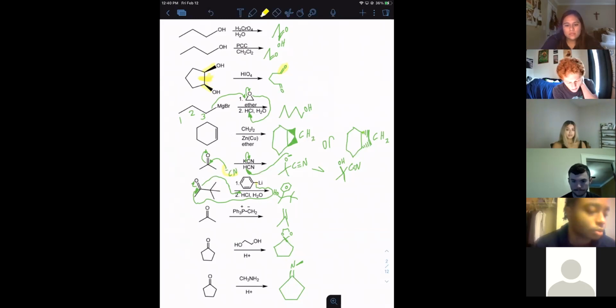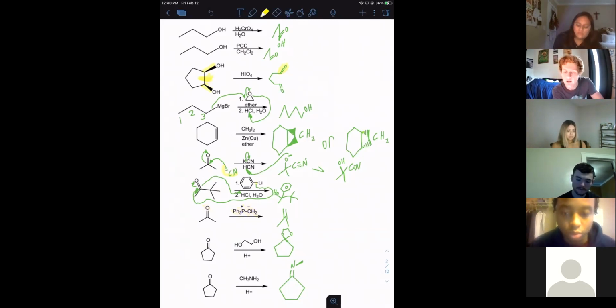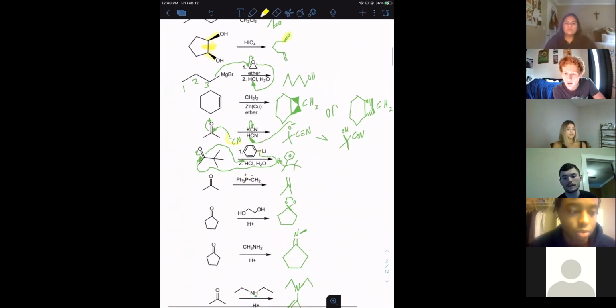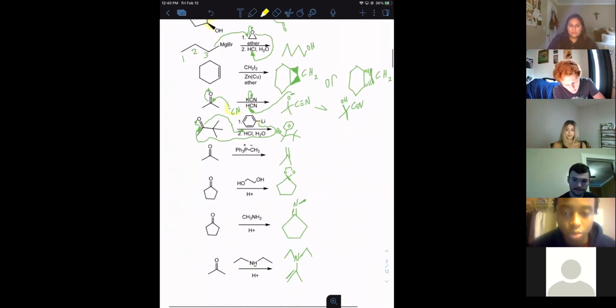Cool. This is a Wittig. Wittig, like I've been saying, is no need to overcomplicate it. Whatever you've got here, you can just replace the oxygen with whatever's there. Remember, the positive side is on the phosphonium ion. The negative side is on the alkane or the methyl or whatever it is that you're using.